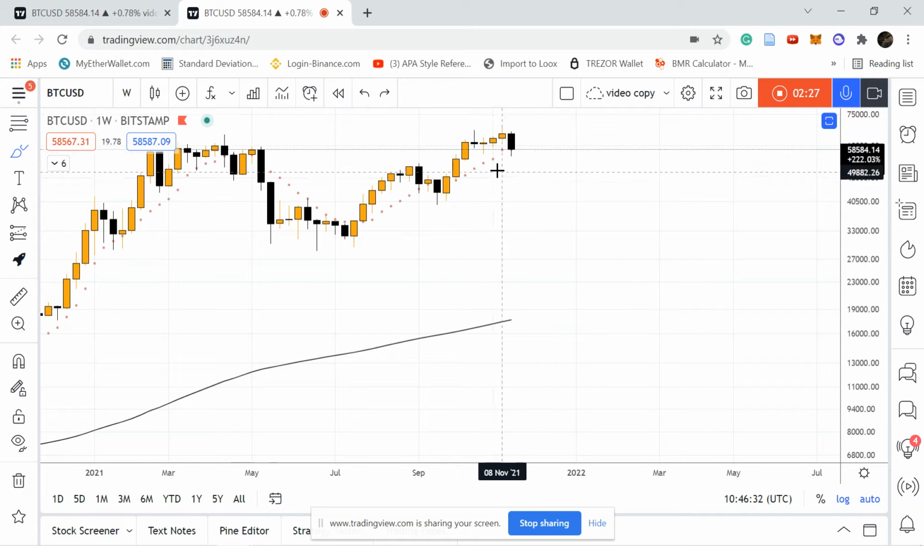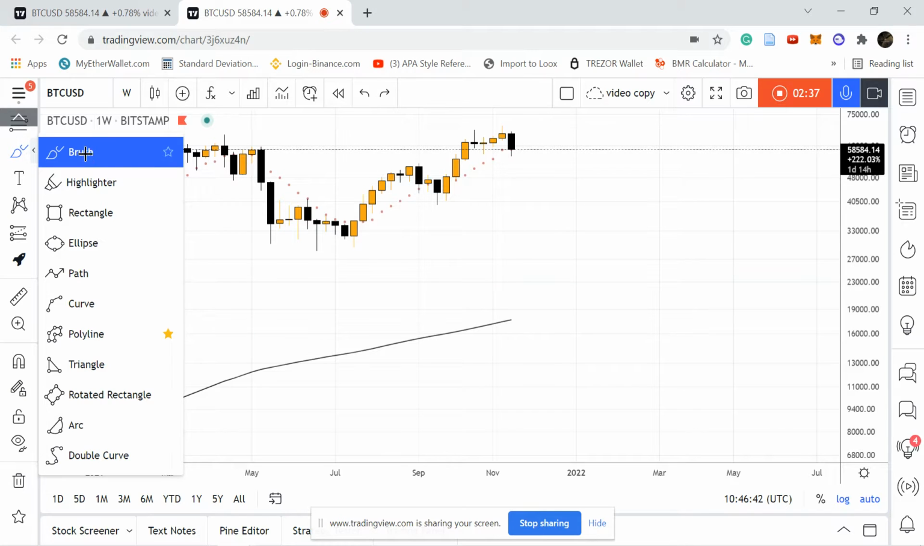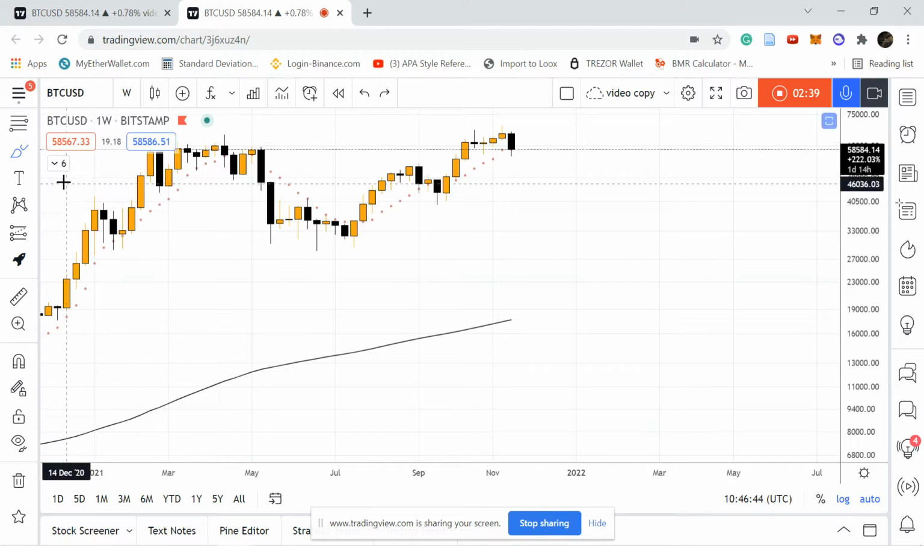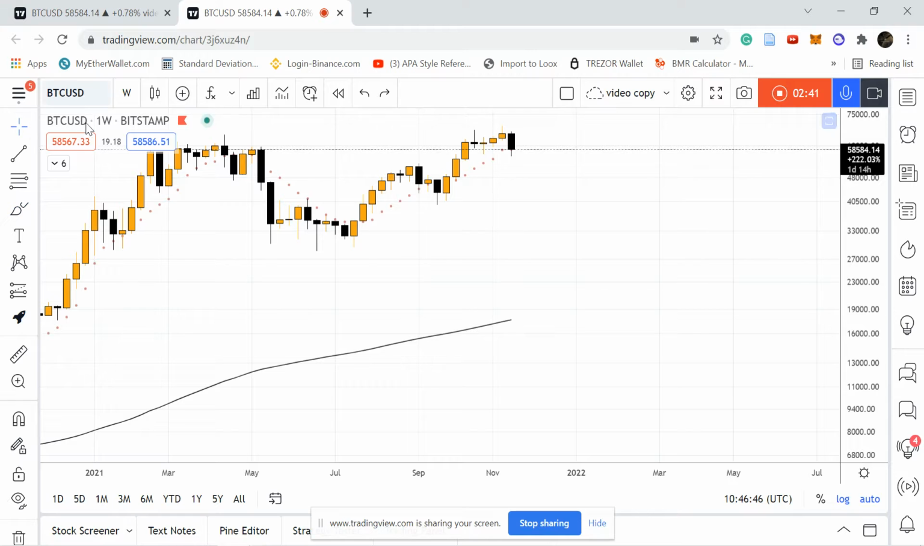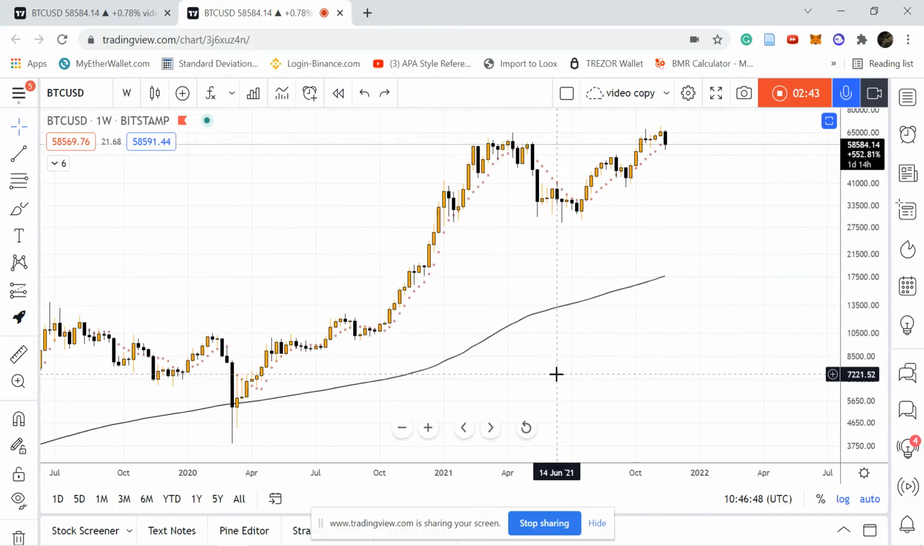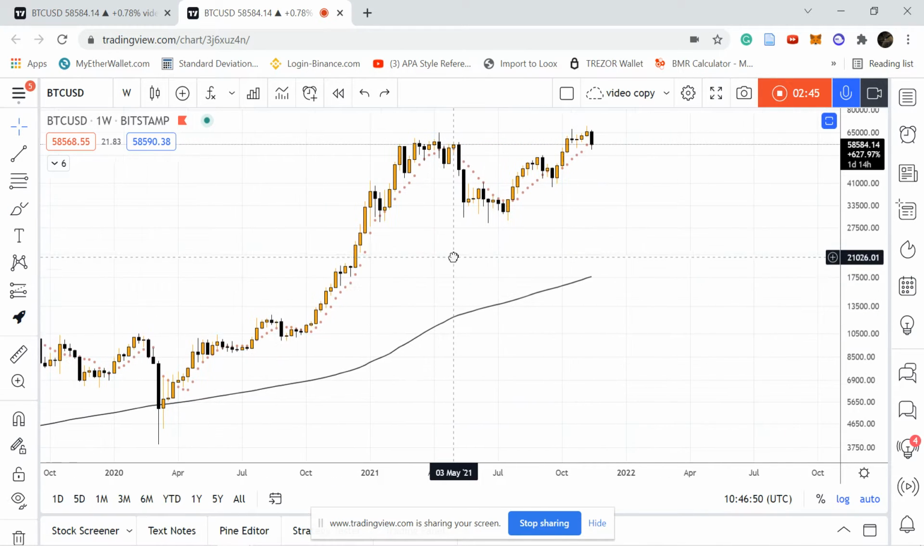We just touched the 50 MA, or rather we broke it if we look at the daily. However, a lot of people are turning very bearish. I'm not. Now, let's have a look at what trend line we can draw from here, because trend lines are important.